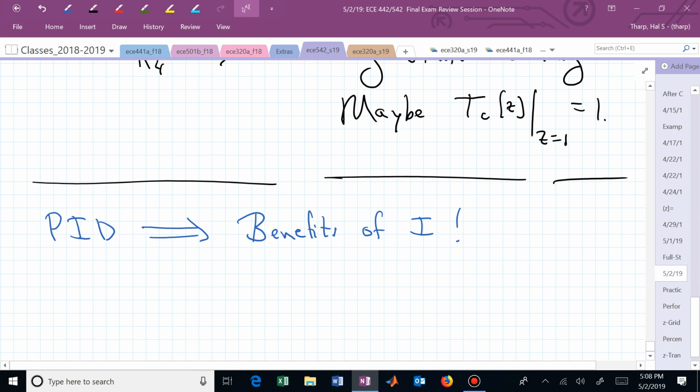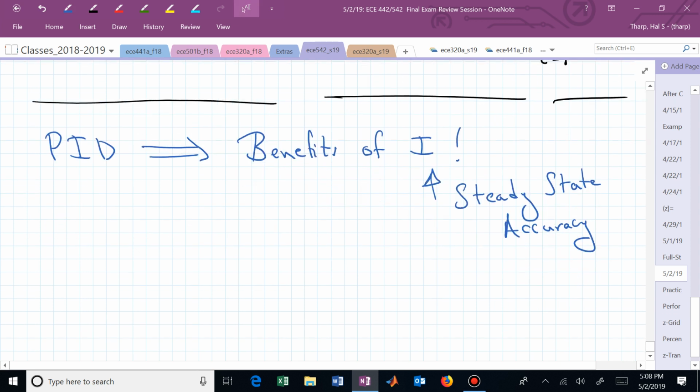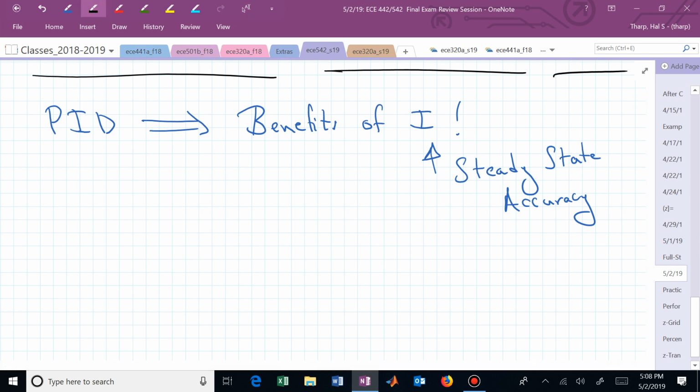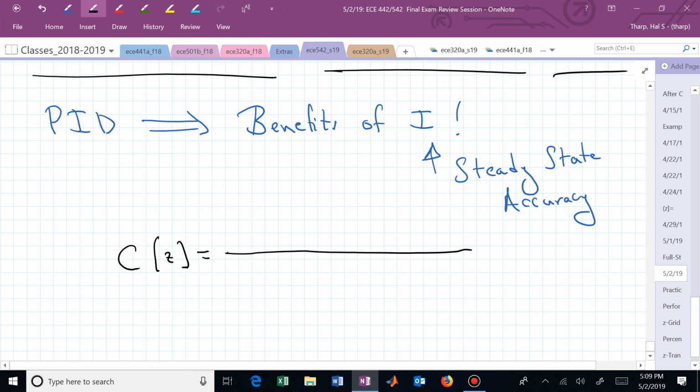That's the I in PID. That's now for steady state accuracy. And what's this? If I now said design a PID controller, what does C of Z immediately look like? Do you know anything about C of Z if I say PID controller? I'll do the hard part. I'll make it a transfer function. I'll put a line on the paper. What do we know about C of Z if it's a PID controller?